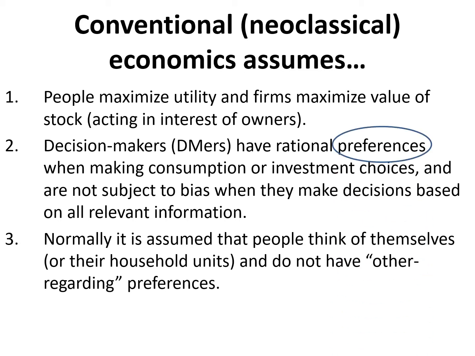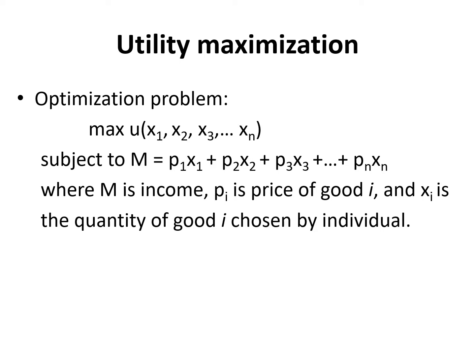So I'm going to circle an important word here, preferences. The assumption is that people have rational preferences. And we're going to talk about utility maximization, which, of course, has preferences front and center. So utility maximization. The idea is that we have some income, we have some wealth, and we want to decide how to spend it to make us as happy, to give us as much satisfaction as possible.